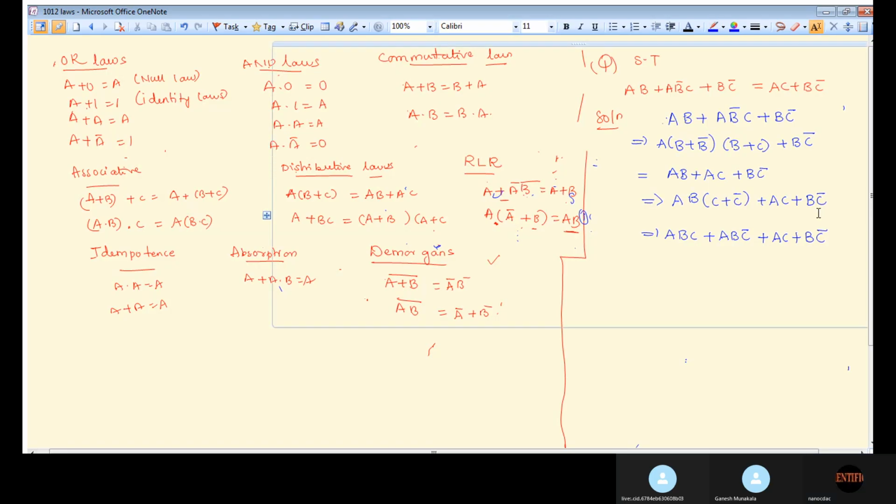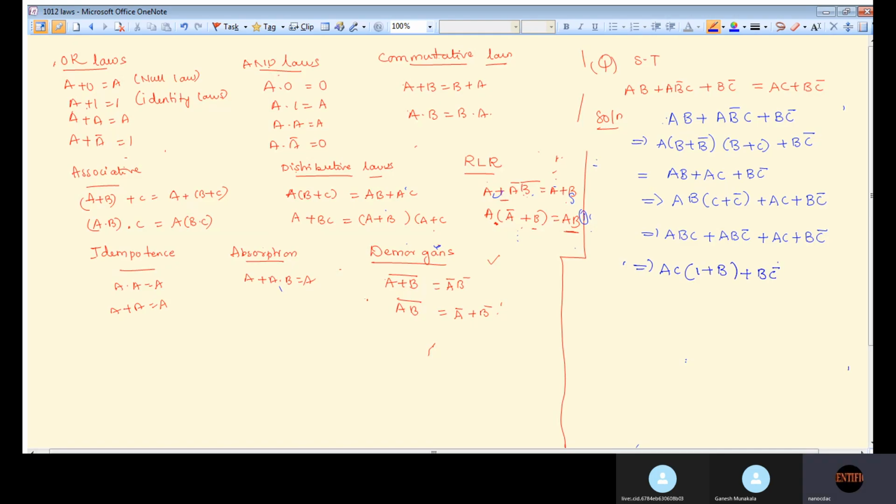So here what you can do is, you can take AC as common, 1 plus B, BC bar, 1 plus A. Okay, finally, what is the answer you are getting? AC plus BC bar. So this way you can do it. Okay, so you can use anything. Okay, you can use anything.